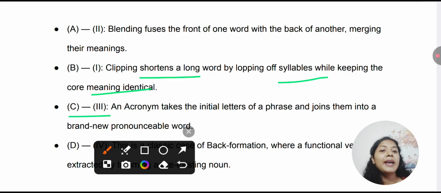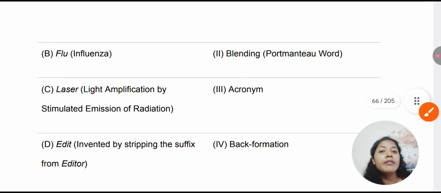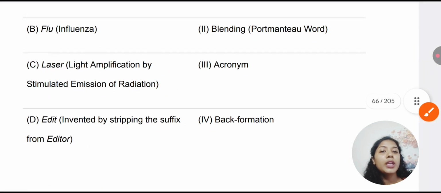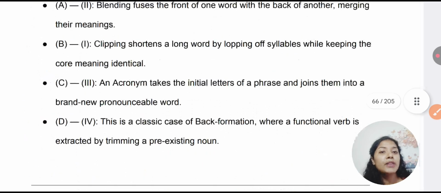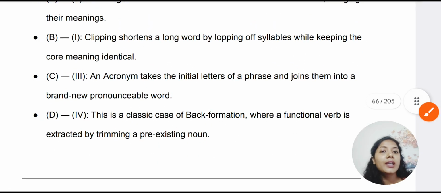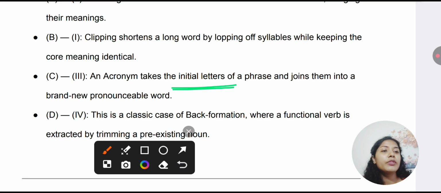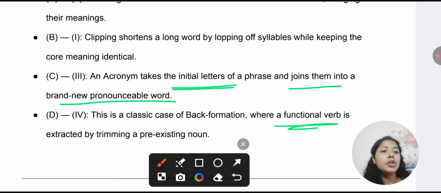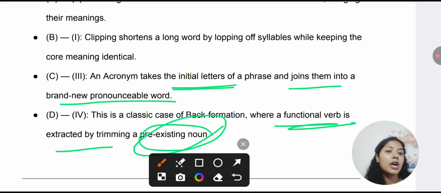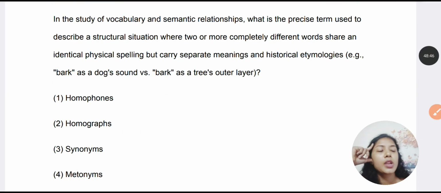Then C you can match with third. C you have laser, an acronym, okay? And D you can match with back formation. So C is an acronym, which takes the initial letters of a phrase and joins them into a brand new pronounceable word. While D is a classic case of back formation where a functional verb is extracted by trimming a pre-existing noun. Okay. Now see this question and immediately comment your answer.